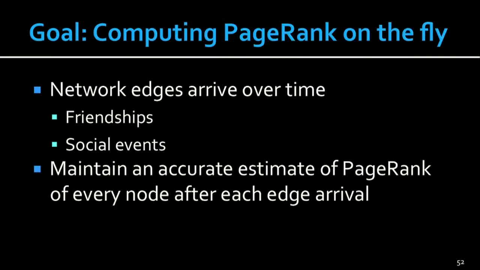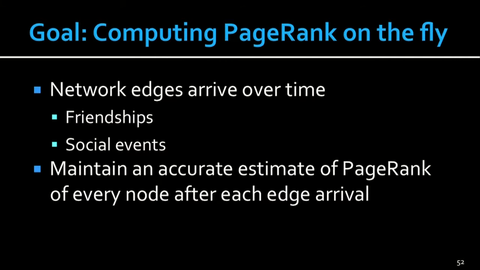So let's first look at our goal. Now that we know the definition and have an idea about what PageRank means, let's see what our goal is. Our goal is to compute the PageRank values on the fly. It means that we have a network, a graph, and the network is changing over time. What is a network? For example, the nodes can be the users on a social network. The links can be the friendships, or the links can even be social events.